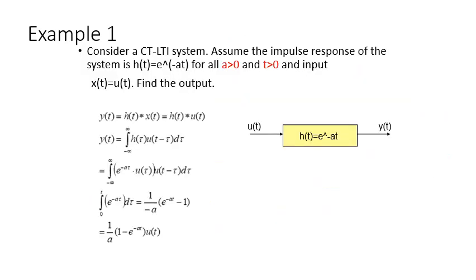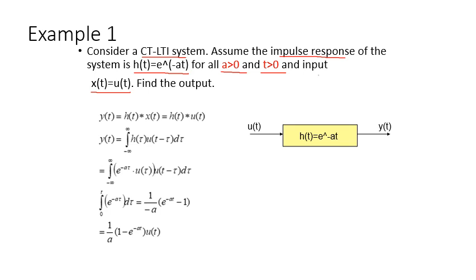Now let us consider a small example of a continuous time LTI system. This is how generally the questions are asked in the exam. We are given the impulse response for the system h(t) as e raised to the power minus a t. Here a is greater than 0 and t is greater than 0. This is given to us, and the input is given as x(t) is equal to u(t).